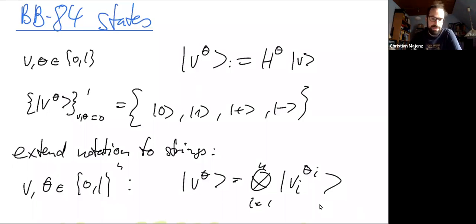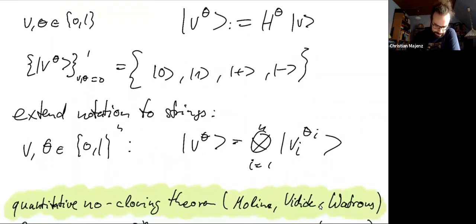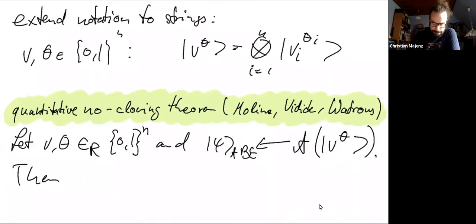We just extend this notation to strings. So if we have v and theta n-bit strings, then we denote v superscript theta as just the tensor product of the states indicated by the bits of these 2 strings. So it's like v1 superscript theta 1. By this definition we know what that is, and then tensor the next one, etc.